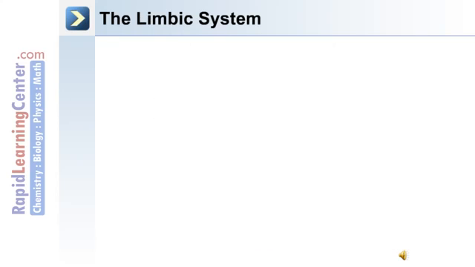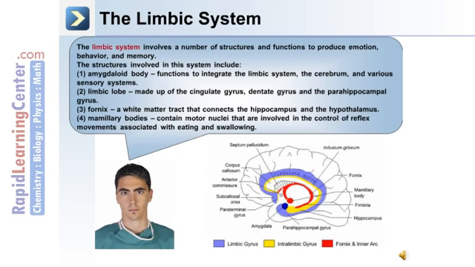Also located deep within the brain is the limbic system. The limbic system involves a number of structures and functions to produce emotion, behavior, and memory. The structures involved in the limbic system include, number 1, the amygdaloid body, which functions to integrate the limbic system, the cerebrum, and the various sensory systems. Number 2, the limbic lobe. This is made up of the cingulate gyrus, dentate gyrus, and the parahippocampal gyrus.